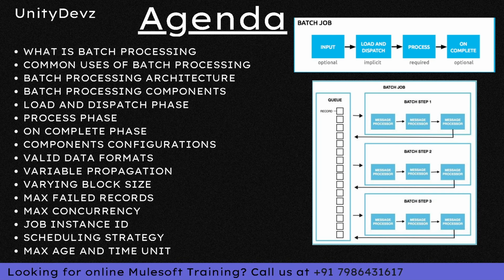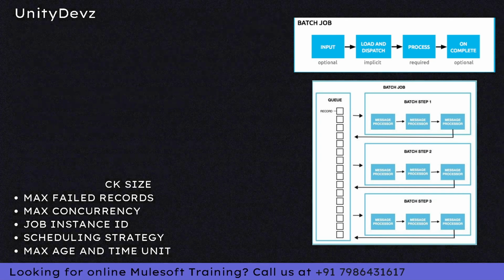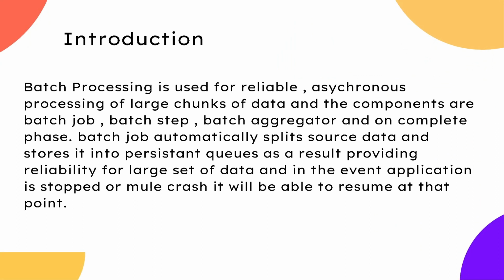What is batch processing basically? So guys, from the definition only it's clear. Batch processing is used for asynchronous and reliable processing of large chunks of data, and the components are batch job, batch step, batch aggregator, and on-complete phase. So these are the four components which help to perform the asynchronous processing of those large chunks of data which batch job receives from the input.